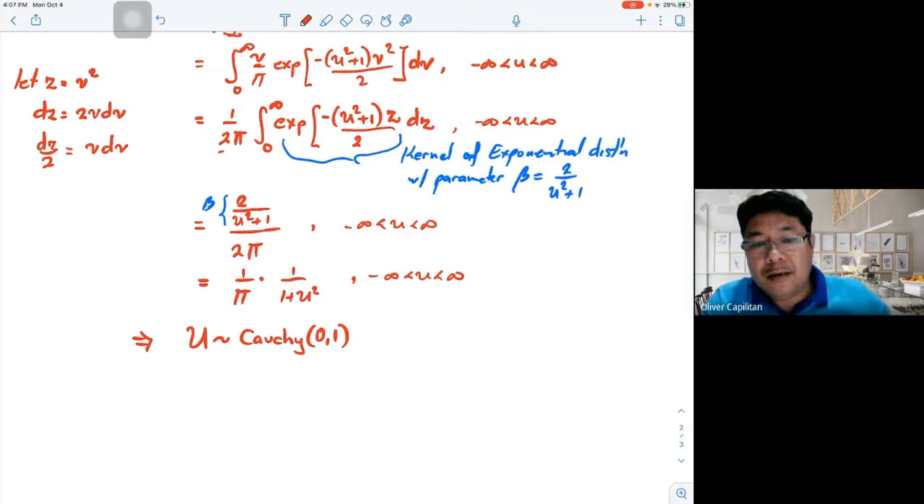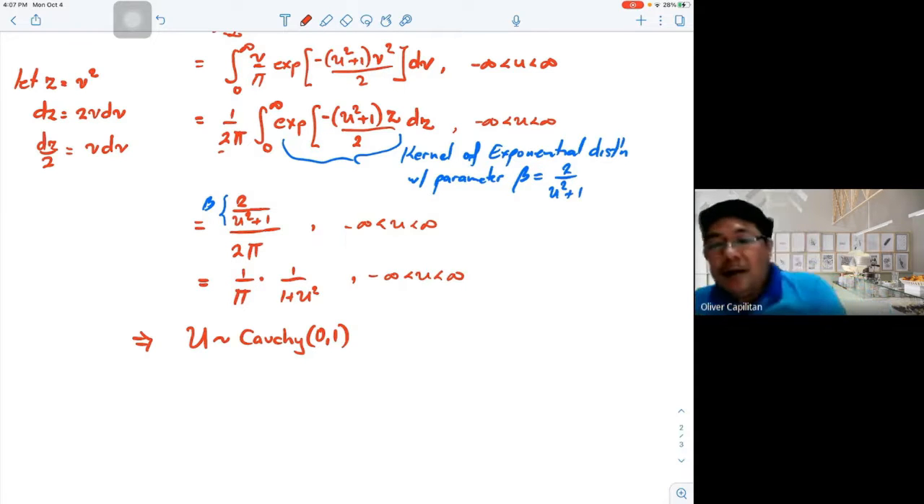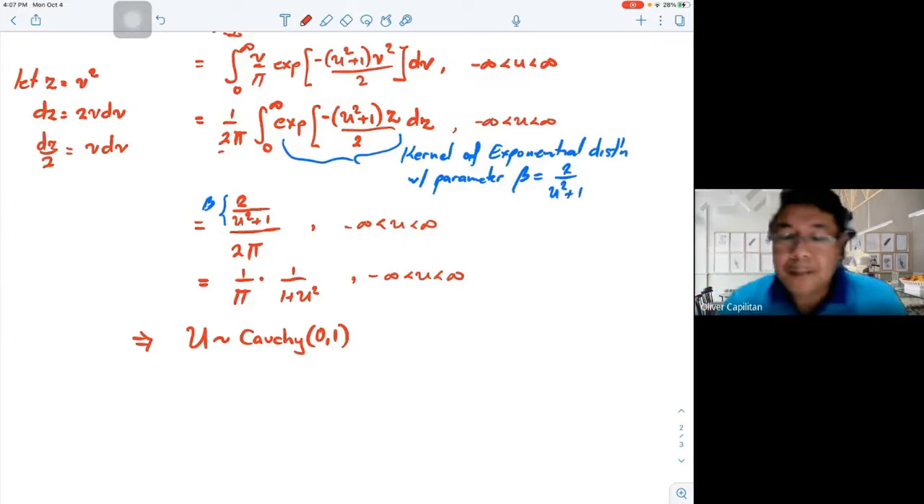In the latter sections, we're going to deal with multivariate distributions. And bivariate lang naman, dalawa. Any questions or clarifications?